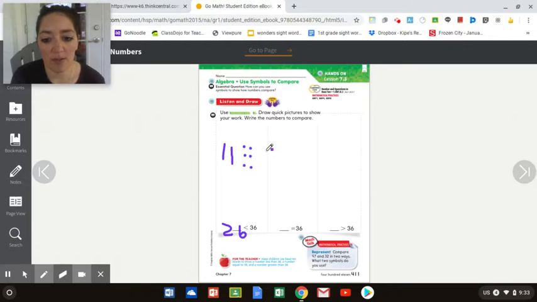Okay, so now we need a number that's equal to. We know that equal to means the same. We need a number that's the same as 36. So nothing changes. We know that 36 has 3 tens and 6 ones. So the number will be equal to, nothing's changed, it's going to be the same. It's going to be 36.